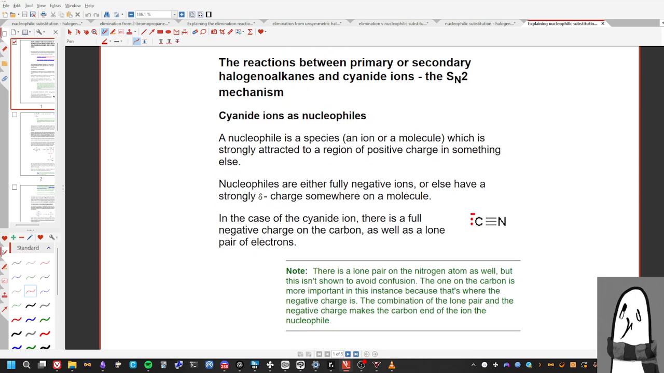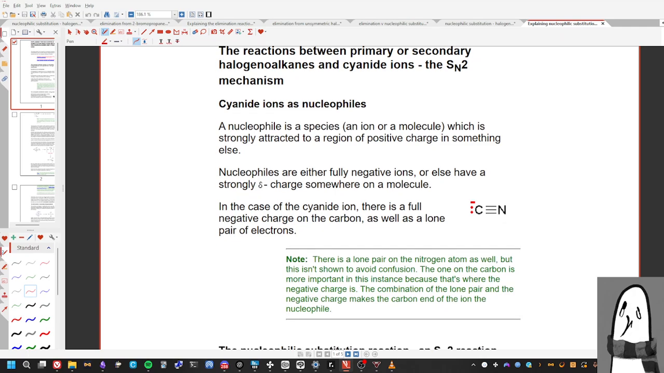Reactions between primary and secondary halogen alkanes and cyanide ions, SN2 mechanism. Cyanide is a nucleophile.